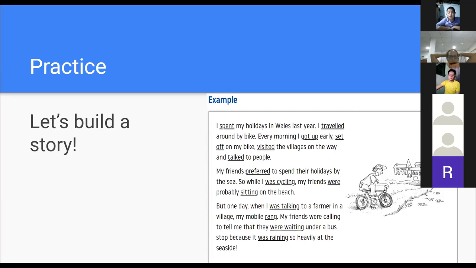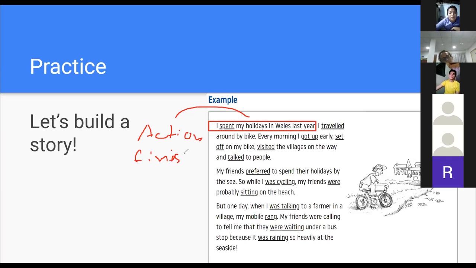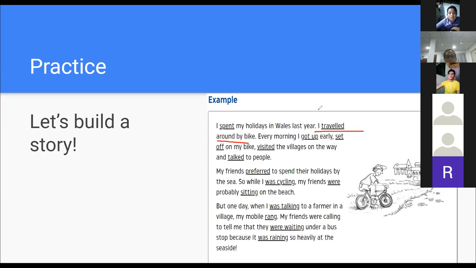Notice, guys, how in real life you're using simple past tenses. If I say, I spent my holidays in Wales last year, did the action finish already? Yes, the action finished. If I say, I traveled around by bike, did the action finish already or not? Yes. So all these actions are no longer going on.